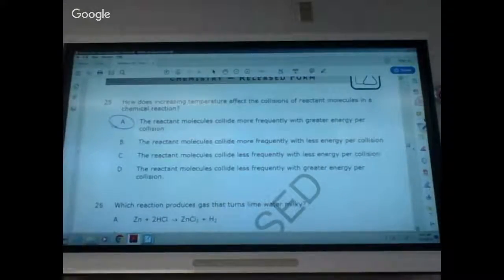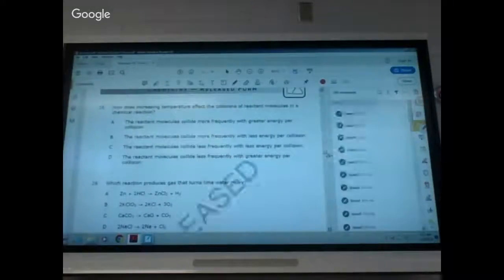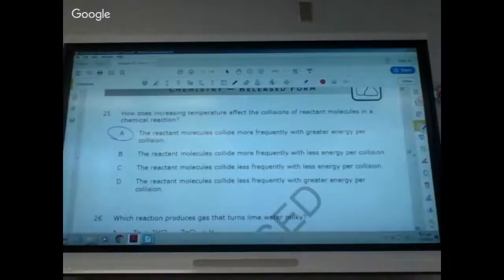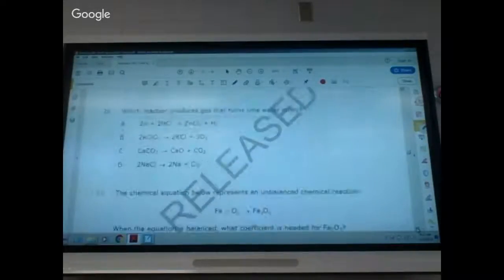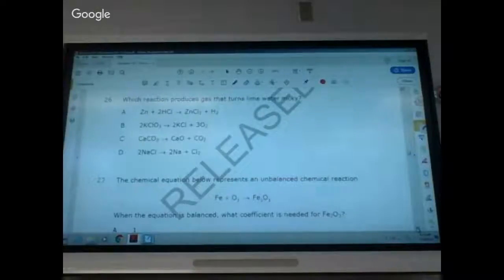Which reaction produces lime water? We only talked about this because I didn't have any to show you, way back at the beginning of the semester. I told you if you had clear water that looks like water, and you blow into it, it would turn milky. So which one up there would be you blowing into it, and it would turn milky? C, because what do y'all blow out? Carbon dioxide.